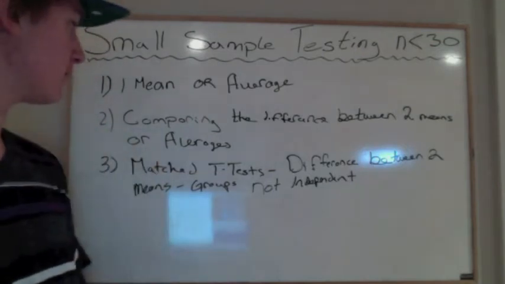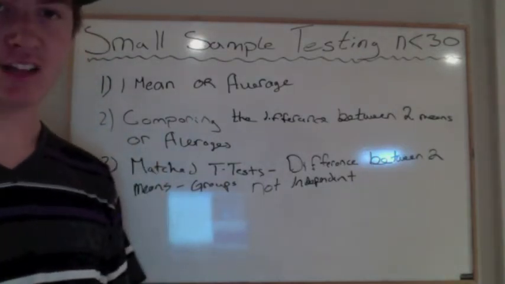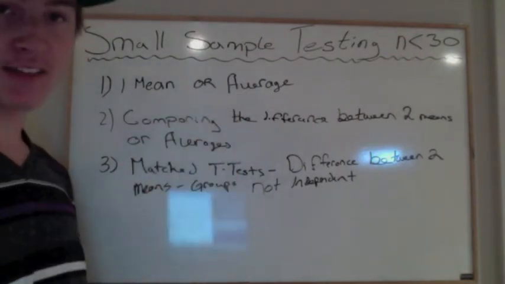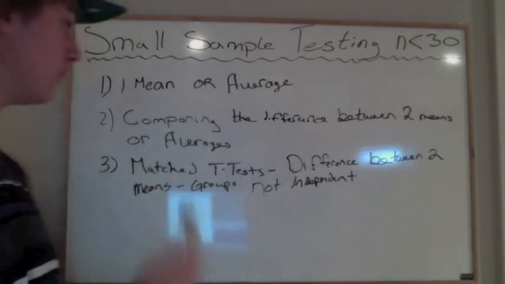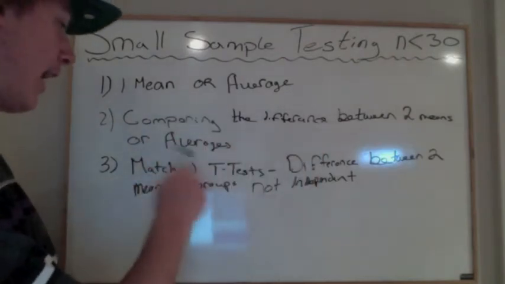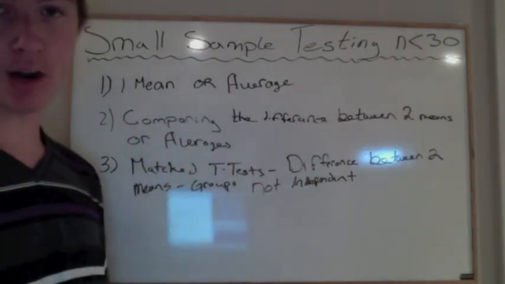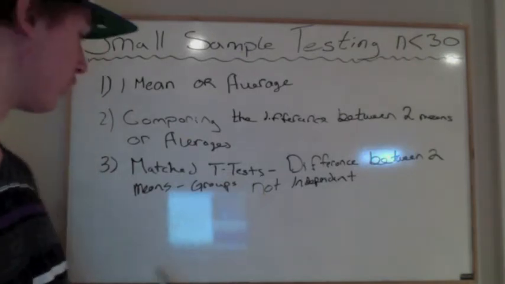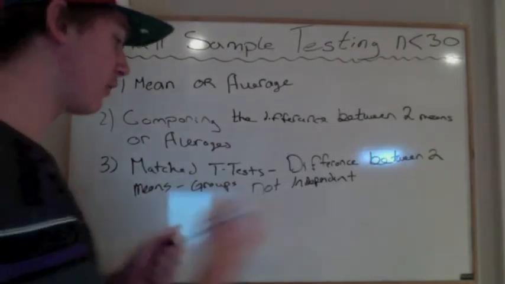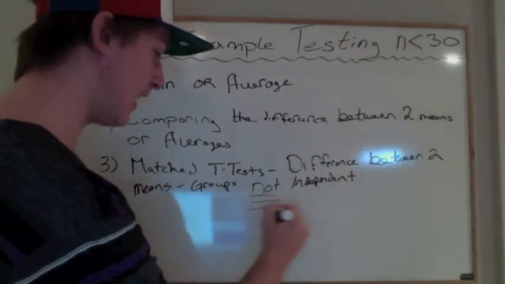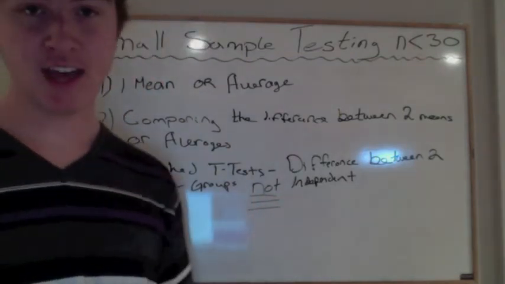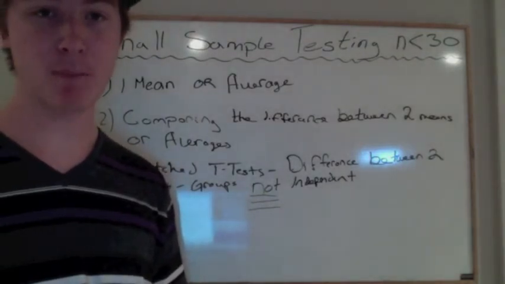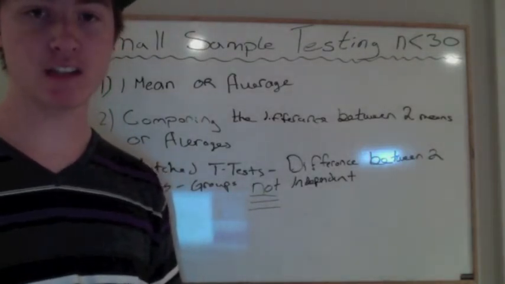As I said before, small sample questions are always smaller than 30. There are 3 types of small sample questions that you can have. There are some that have one mean or average. There are some that compare the difference between 2 means or averages. And there are matched t-tests, the difference between 2 means where the groups are not independent. After you choose which of the 3 it is, you then want to choose if it is a hypothesis test or confidence interval test.